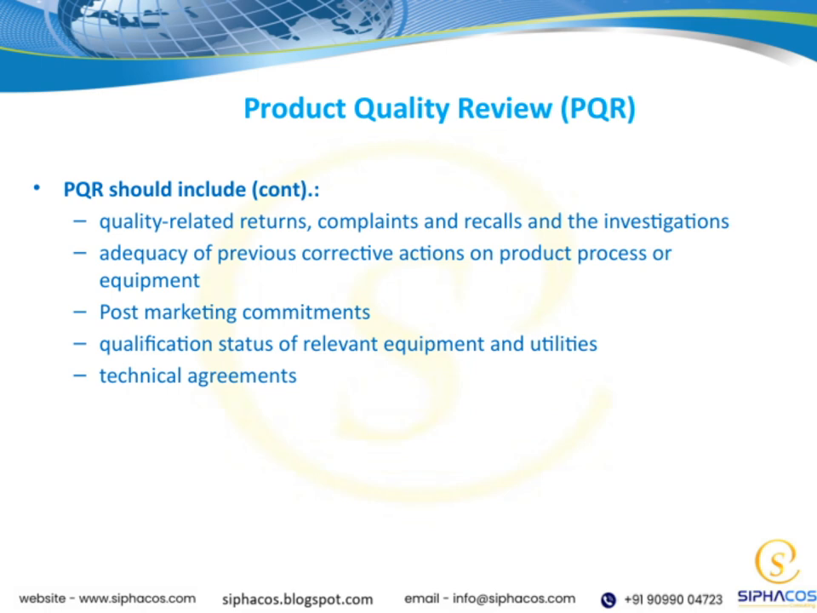Another key component is the qualification status of relevant equipment and utilities. Ensuring that all equipment and utilities are properly qualified and maintained is essential for consistent product quality. Additionally, we should review any technical agreements in place. These agreements define responsibilities and expectations with partners or suppliers, fostering clear communication and quality assurance.